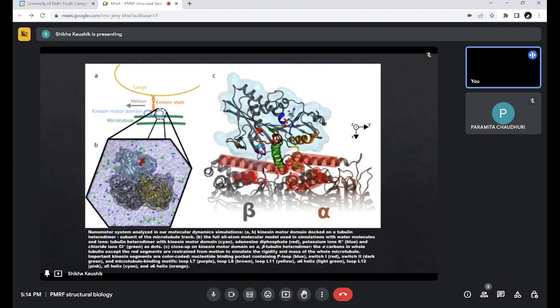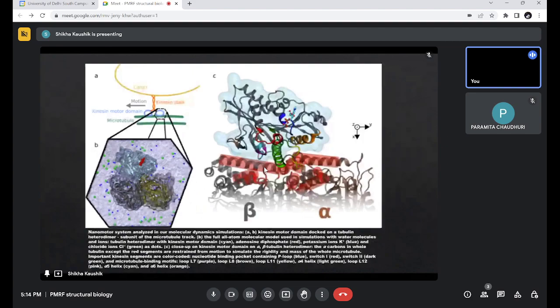So if you could look at this cartoon, this actually depicts a molecular simulation of a nanometer system, and basically it is showing the kinesin motor domain docking on a tubulin heterodimer. Can you imagine something happening at a very small scale? We have cells in the range of micrometers or nanometers, and something happening at the scale of a nanometer can be visualized on a computer screen, and we can understand everything that is happening at that particular place.